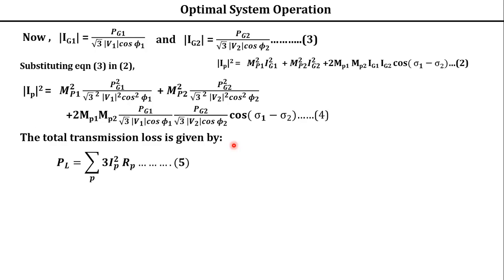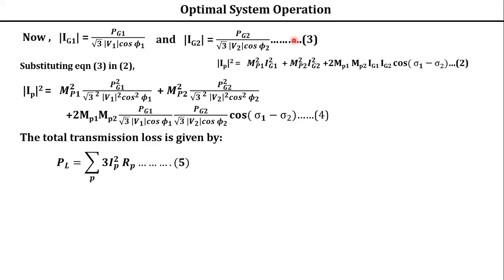Suppose there are 10 lines, okay, just take 5 lines. What is the loss in line 1? I1 square into R1, isn't it? What is the loss in the second line? I2 square into R2. What is the loss in line 3? I3 square into R3, etc. But what is the total transmission loss? You have to add up all these individual line losses, that is I1 square R1 plus I2 square R2 plus I3 square R3 plus etc. Clear?